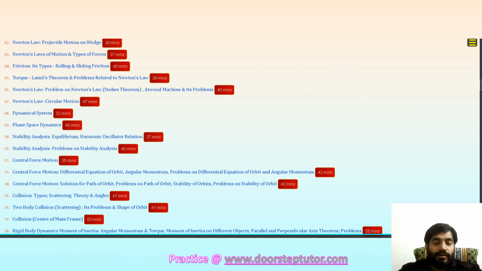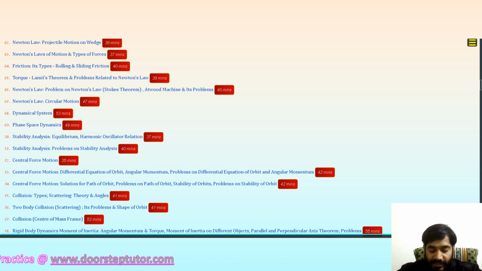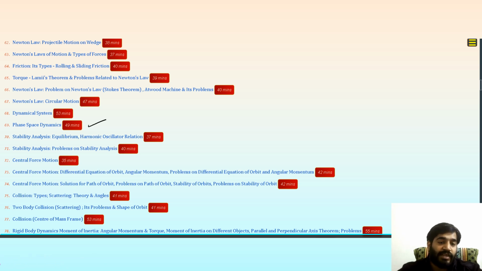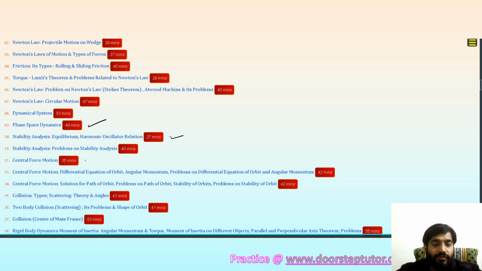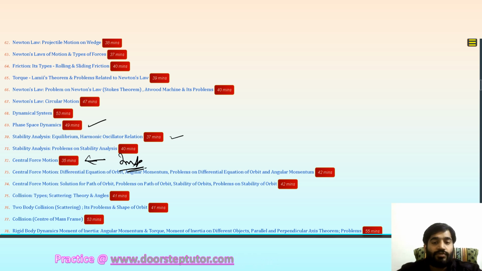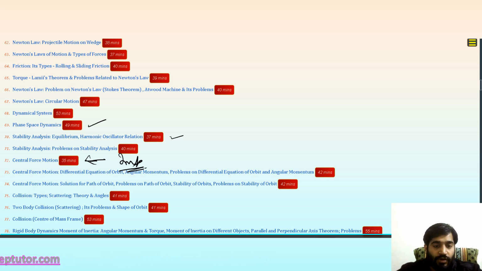Now, if you see the paper, you will see some graphical questions related to classical mechanics, and the graphical questions are related to phase space dynamics. The phase space dynamics is important here. Another one, if you see the basic thing, is the stability problems and the central force. This is most important. Every year a question is asked. The central force problem is the most important problem. Okay, so central force motion is an important topic.